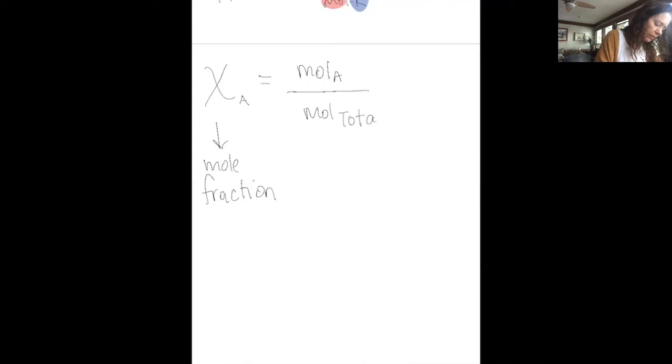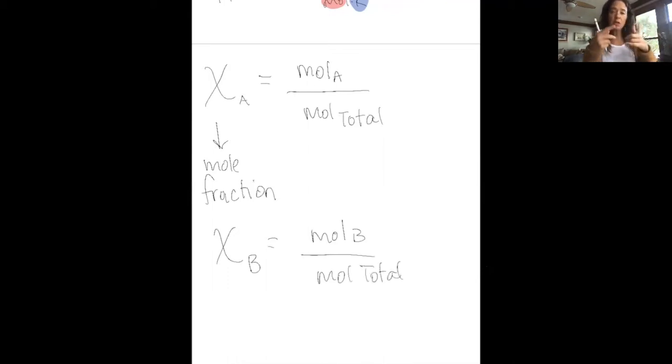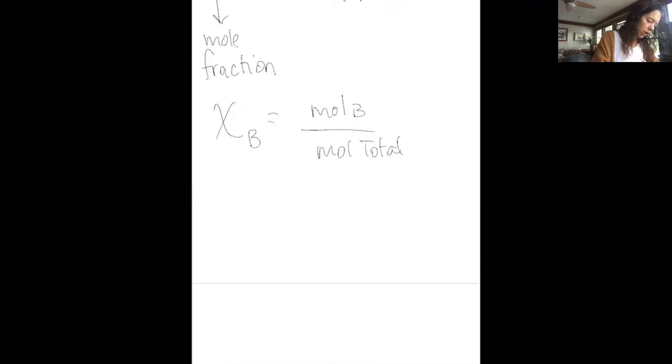So we'd be talking about a bunch of gases. I could have a mole fraction of B equals moles of B over moles total. It's basically getting the percent, the piece divided by the whole, but not multiplying it by 100. So that's the mole fraction of A. This would be mole fraction B.